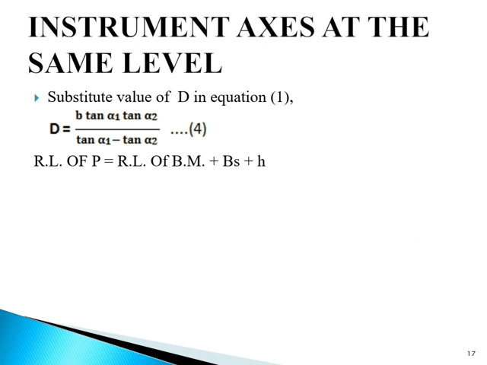So RL of P is equal to RL of benchmark plus BS plus h, which is the required equation. These theories are most important for solving sums, mainly for example purposes. So be sure you understand each and every equation and remember it.